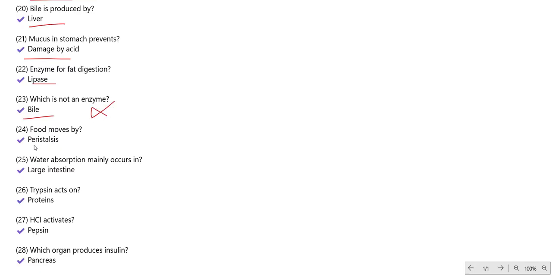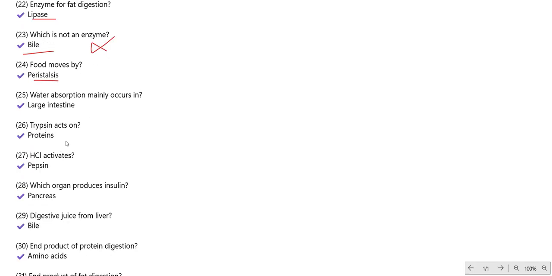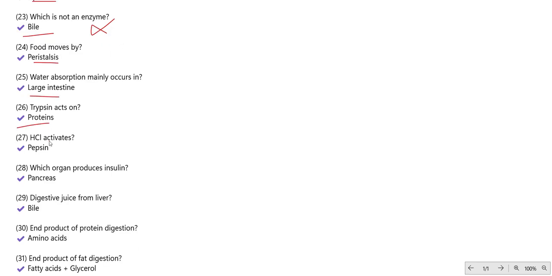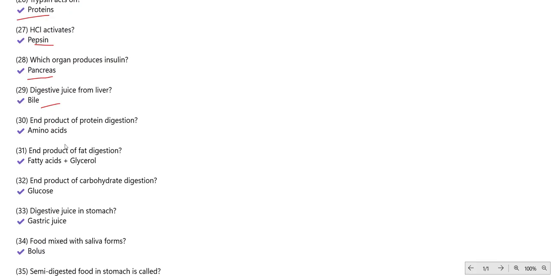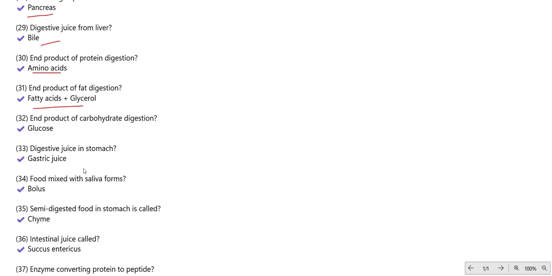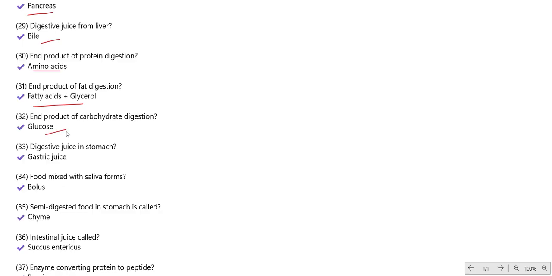Then food moves by peristalsis. Water absorption mainly occurs in large intestine. Trypsin acts on proteins. HCl activates the pepsin, which will convert into the pepsinogen. Which organ produces insulin? That is your pancreas. Digestive juice from the liver is your bile, and product of the protein digestion is amino acid, and product of fat digestion is your fatty acids plus glycerol, and product of the carbohydrate is your glucose.